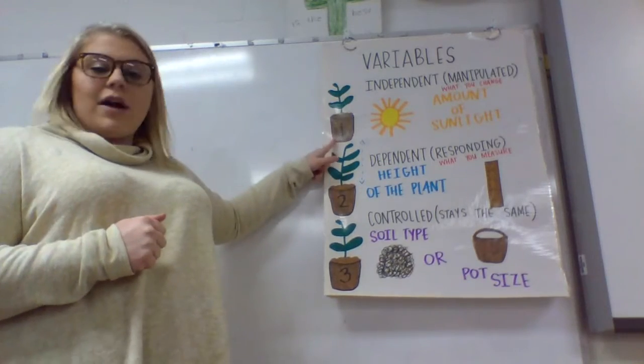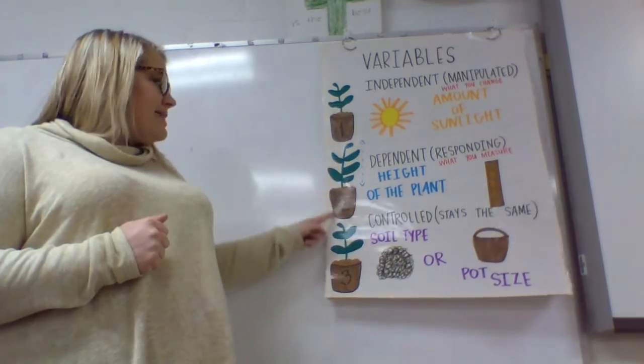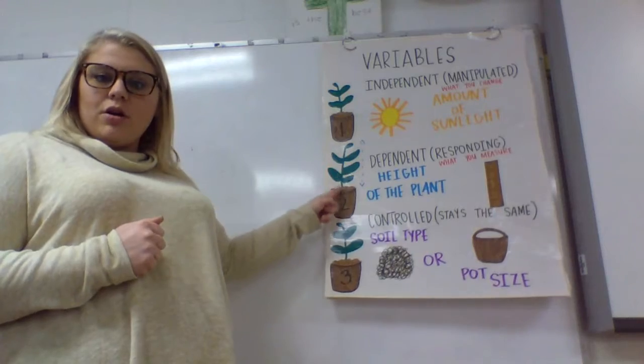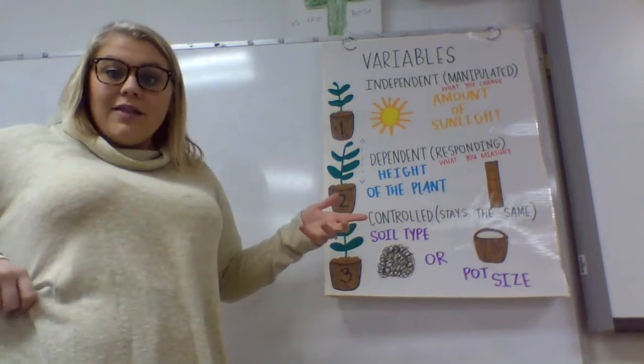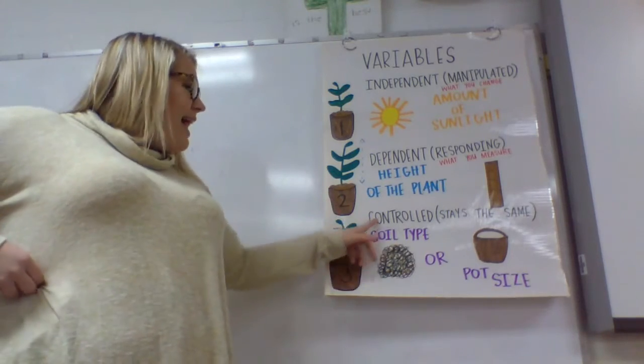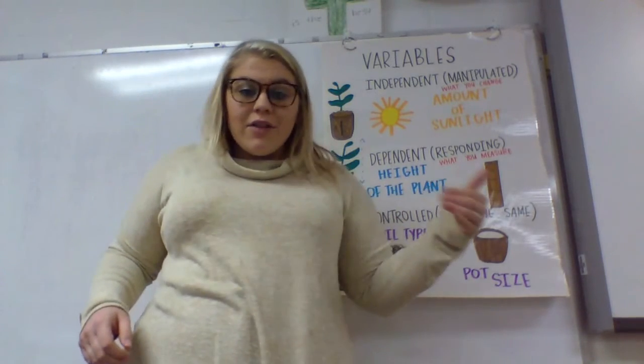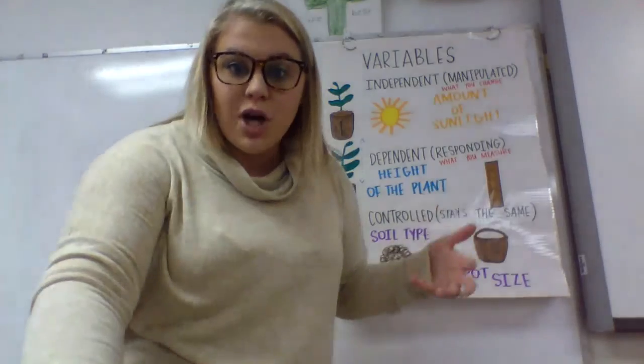So my independent variable is what I change. My dependent is what I measure. So I'm going to measure the height of the plant. That's what I'm going to see the effect of the independent variable. And then controlled variables are everything else that we keep the same, that we don't measure.